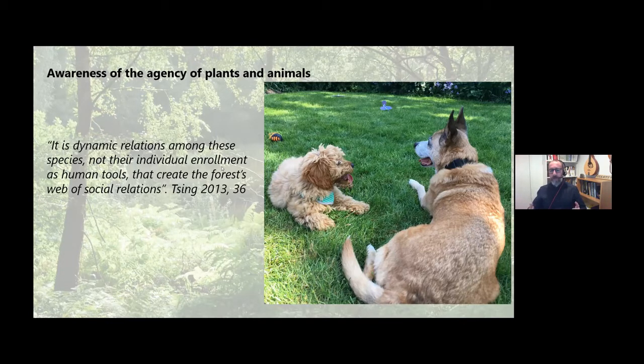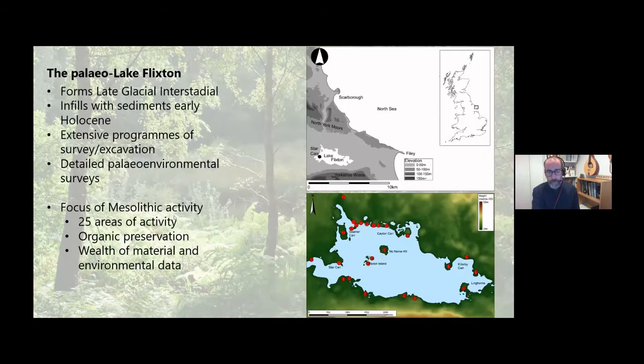So we can start to think about how Mesolithic communities may have understood plants and animals by thinking about the ways that humans encountered certain species and how these species acted back on them. And we'll get back to that point later on. Okay, so let's start illustrating this with some actual archaeology.